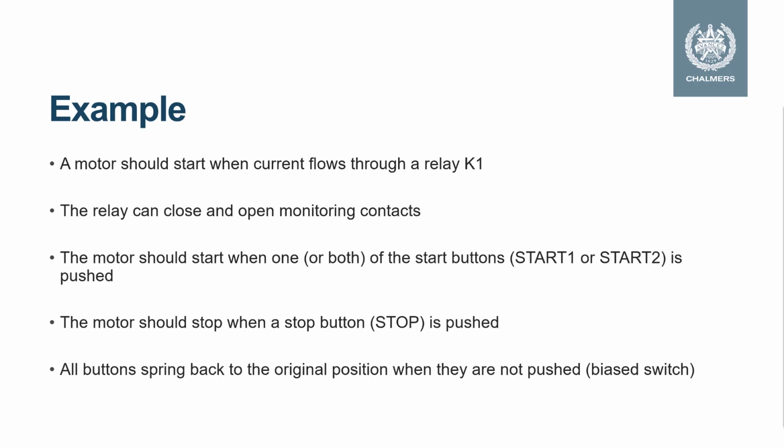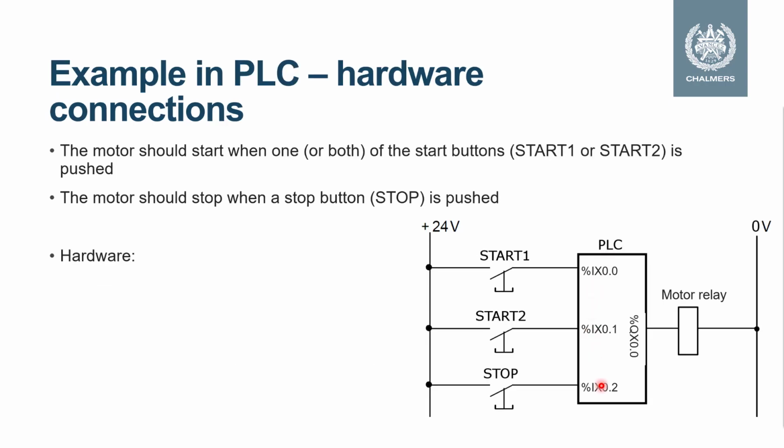This time we will do this in a PLC system. Here is the PLC system where we have the inputs as %IX for digital inputs and the numbering 0.0, 0.1, 0.2. And we have one output signal, %QX, and the first output signal is chosen, 0.0. And we have the buttons here, the two start buttons and the stop button. When the button is pushed, it will be contact, 24 volts, and we will have a high signal to the input. At the output, we have the motor relay, K1, and if the output is high, 24 volts, the relay is activated.